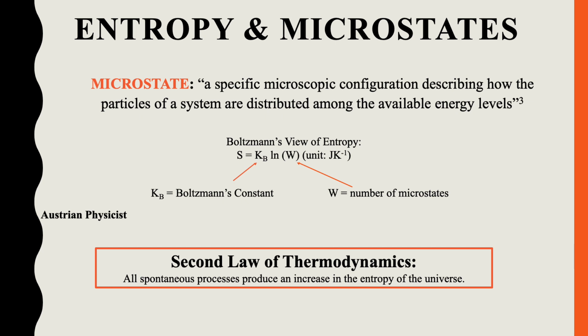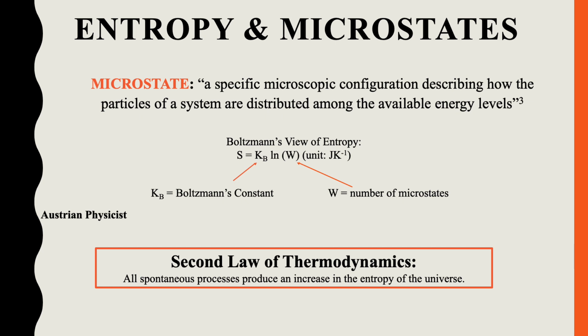But firstly, we should define what a microstate is, and as defined by the Pearson textbook, a microstate is a specific microscopic configuration describing how the particles of a system are distributed among the available energy levels. So in a mole of a substance, for example, not all of the particles are going to be in the same state, and so this dispersion of energy or different states is what we call the different microstates of a system.